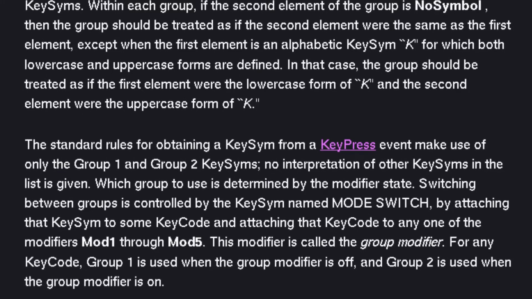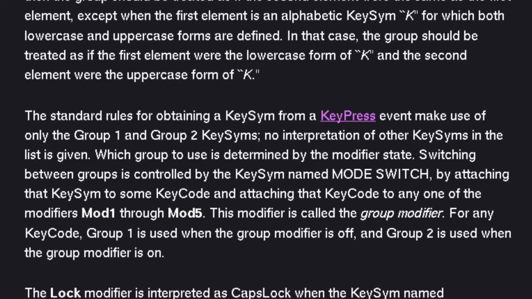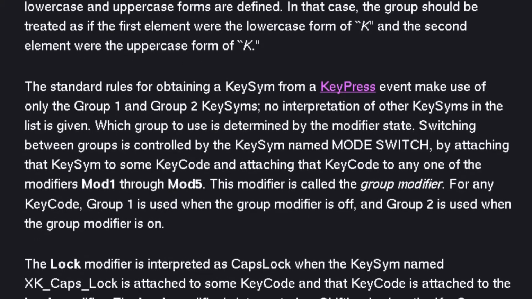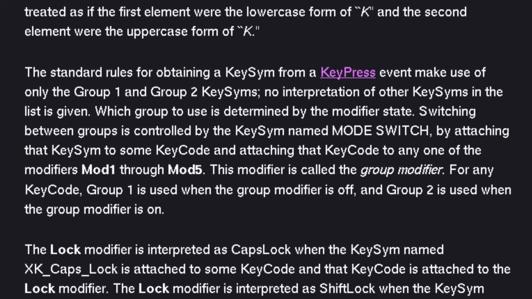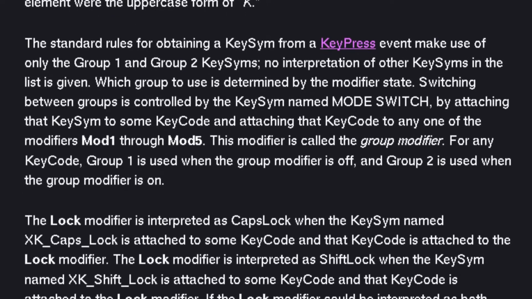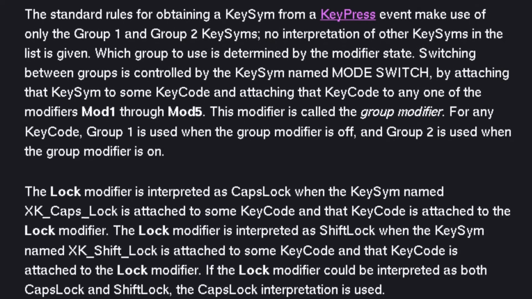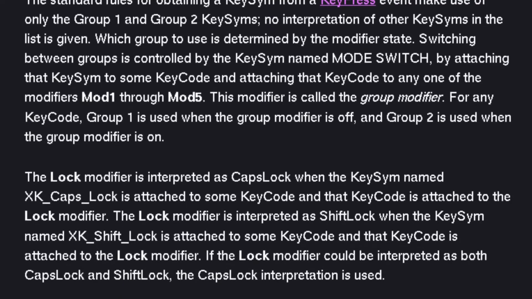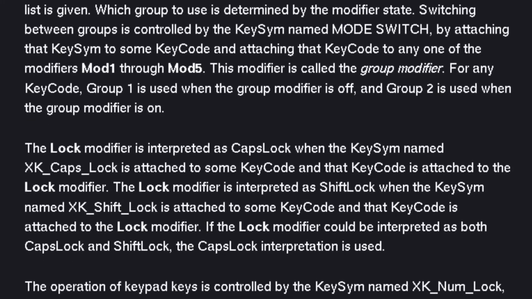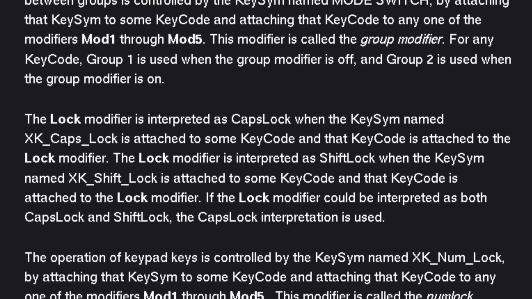Which group to use is determined by the modifier state. Switching between groups is controlled by the keysym named Mode_switch, by attaching that keysym to some key code and attaching that key code to any one of the modifiers Mod1 through Mod5. This modifier is called the group modifier. For any key code, Group 1 is used when the group modifier is off, and Group 2 is used when the group modifier is on. The Lock modifier is interpreted as CapsLock when the keysym named XK_Caps_Lock is attached to some key code and that key code is attached to the Lock modifier. The Lock modifier is interpreted as ShiftLock when the keysym named XK_Shift_Lock is attached to some key code and that key code is attached to the Lock modifier. If the Lock modifier could be interpreted as both CapsLock and ShiftLock, the CapsLock interpretation is used.